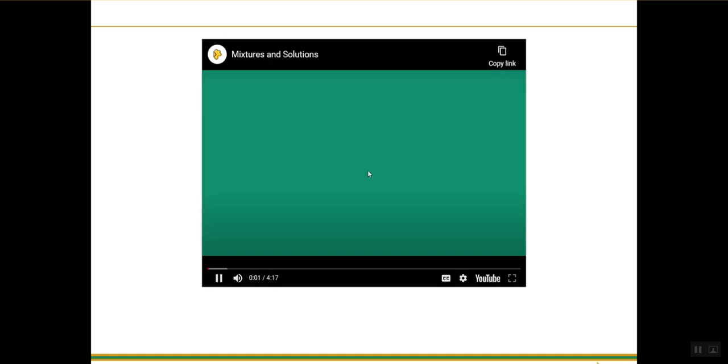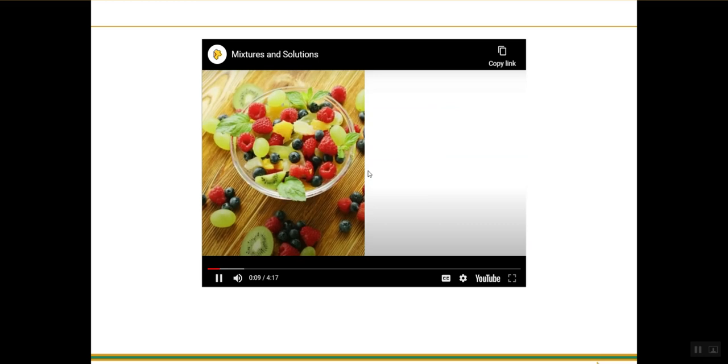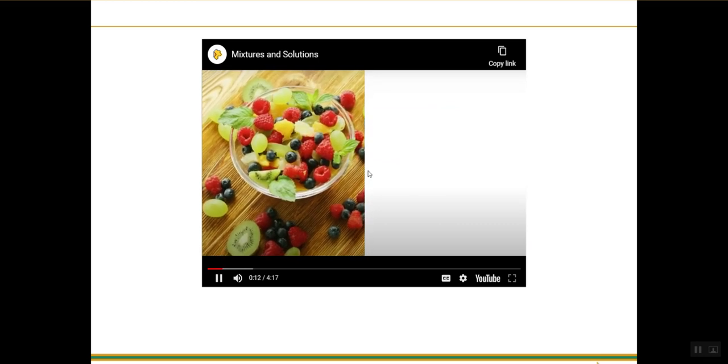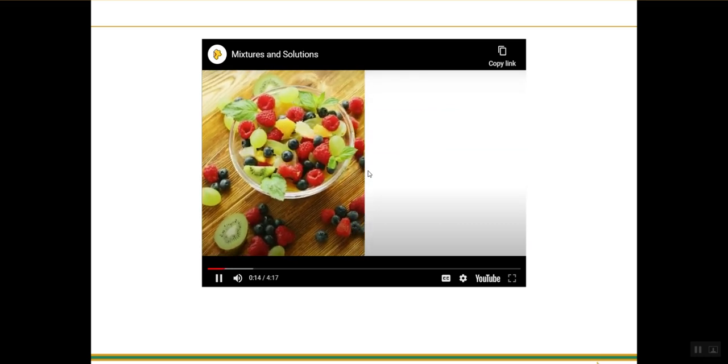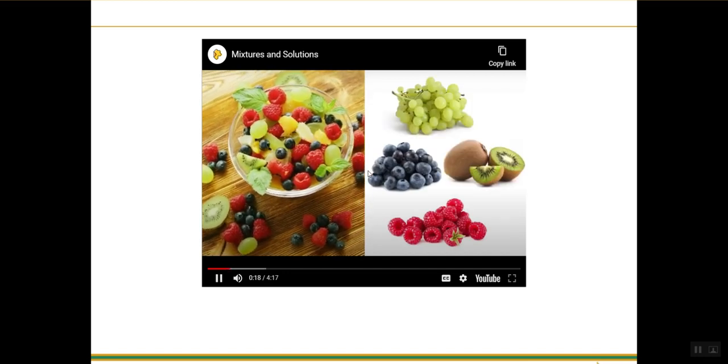Today we are learning about mixtures and solutions. Now, a mixture is anything made by combining two or more different substances. For example, if you've ever eaten a fruit salad, you've seen a mixture. You make a fruit salad by mixing together blueberries, raspberries, kiwis, grapes, and any other fruits you'd like.